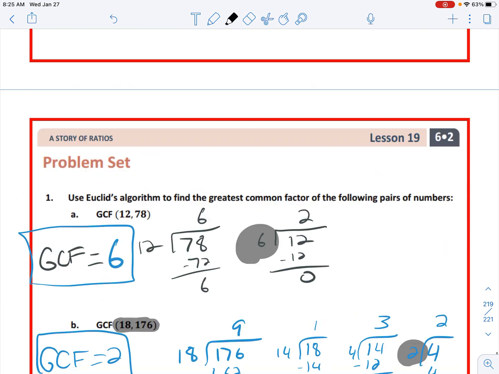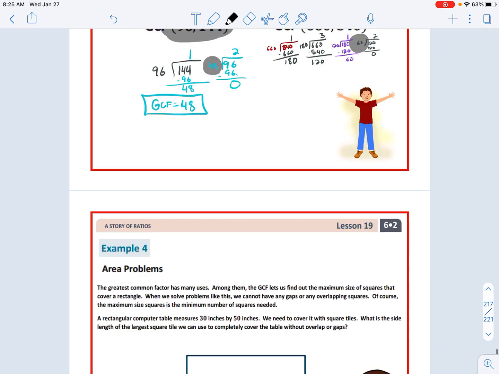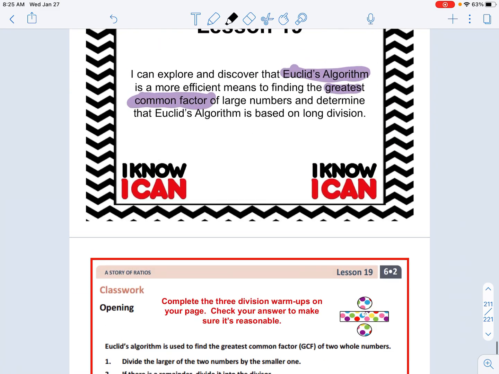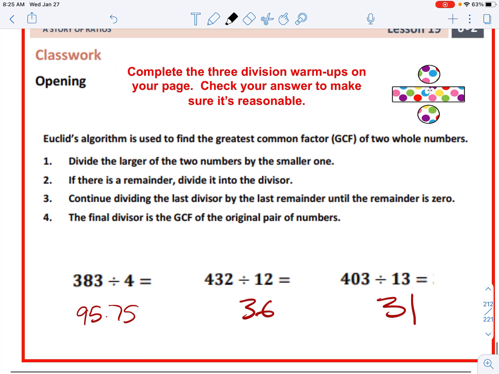All right, guys. Good luck on the test today. There may be a Euclid's algorithm problem on there. So just go back to the beginning and pause the video on these steps to help you, or write down these steps to help you apply Euclid's algorithm.